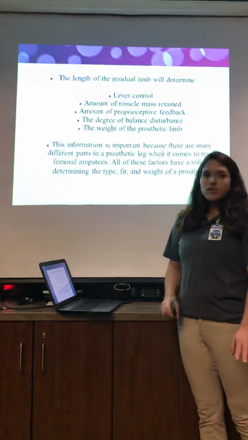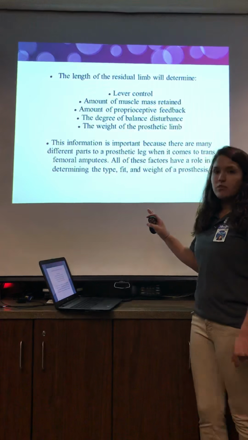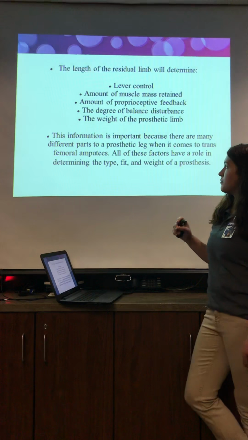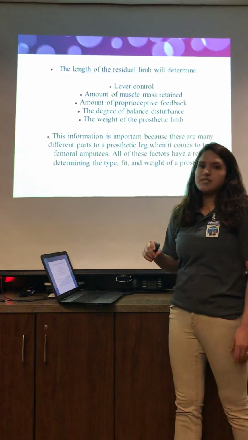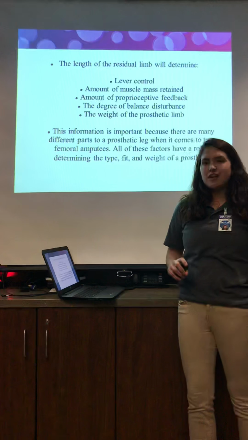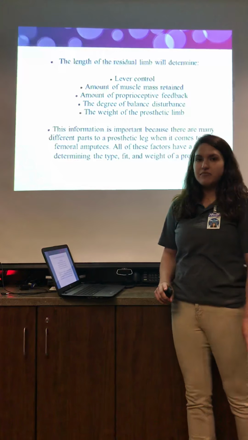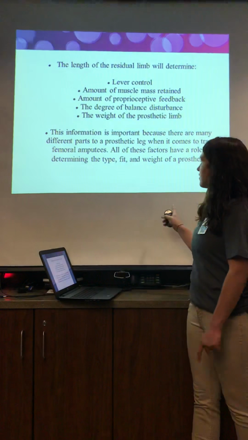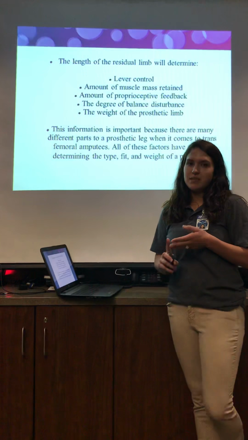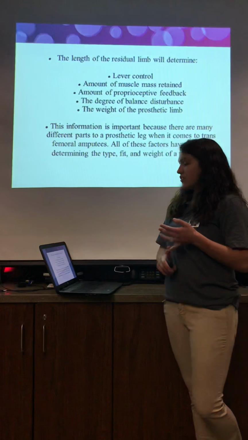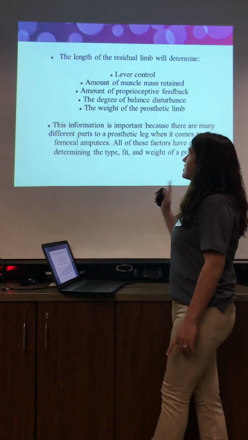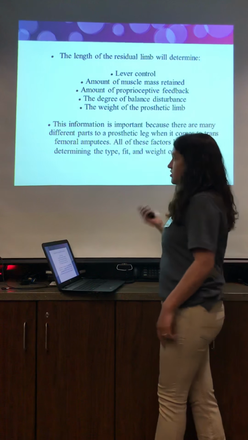The length of the residual limb is very important when determining the use of a prosthetic for gait and support. This information is important because there are many different parts to a prosthesis, and we'll talk about that in just a minute. All of the factors will have an impact when determining the type, fit, size, and weight of the prosthesis for the patient. Things such as lever control, the amount of muscle mass, the amount of proprioceptive feedback, the degree of balance distribution, and the weight of the prosthetic limb are all determined by the length that is cut during surgery.